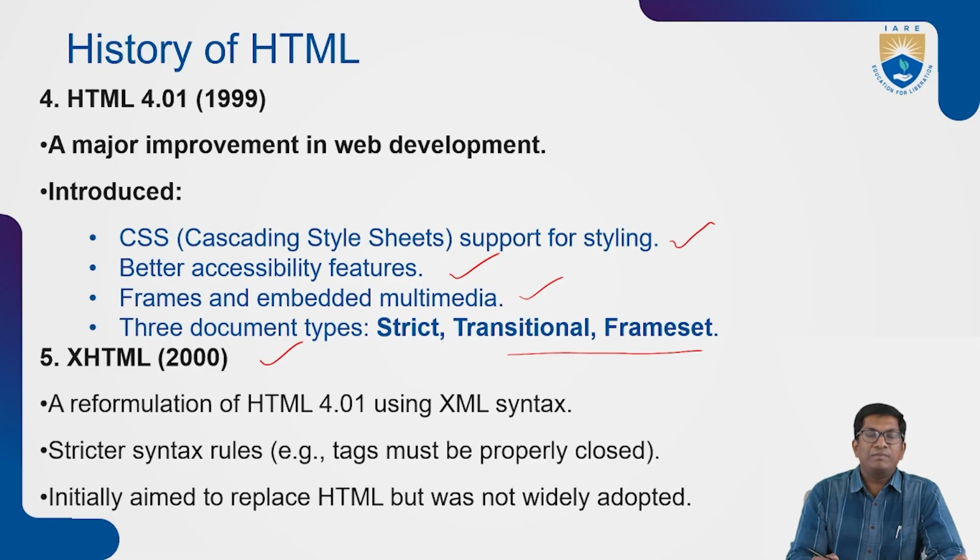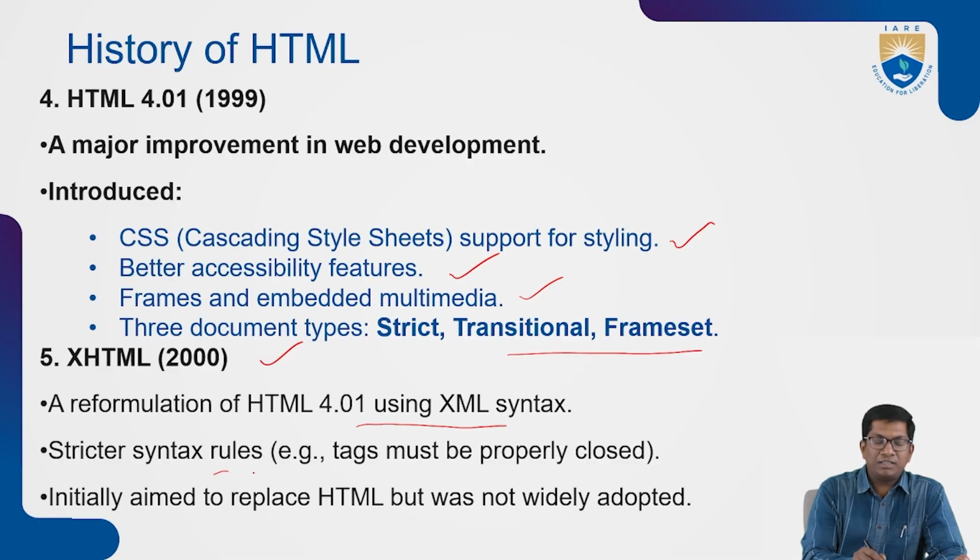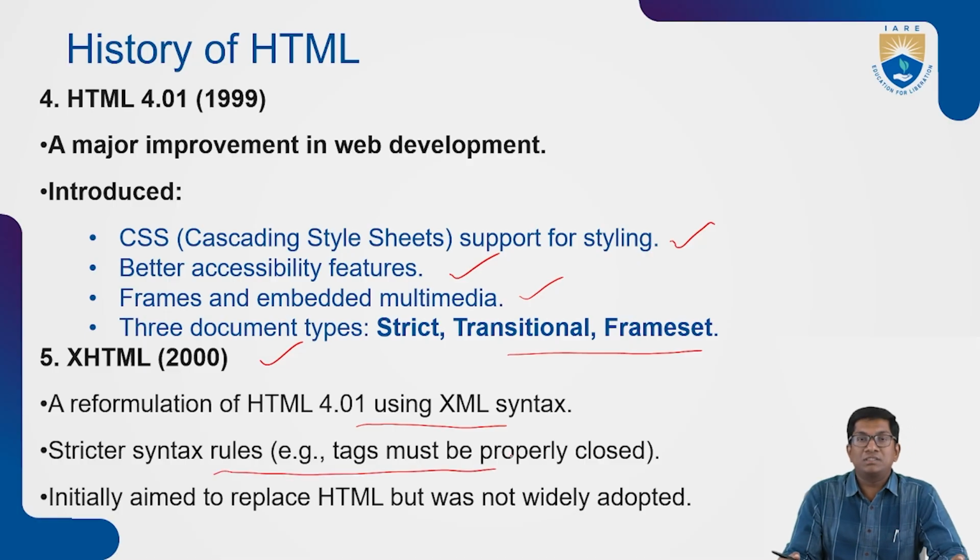The next version, they released XHTML in 2000. This is the extension of hypertext markup language, a reformulation of HTML 4.01 using XML syntax. We already discussed that we have two markup languages, one is HTML and another one is XML. So features of XML were included, and they developed the version XHTML. It has strict syntax rules. If you use XML, you have to follow the syntax strictly. If you have opened a tag, the closing tag is mandatory, and you have to follow the proper order. It was initially aimed to replace HTML, but was not widely adopted.